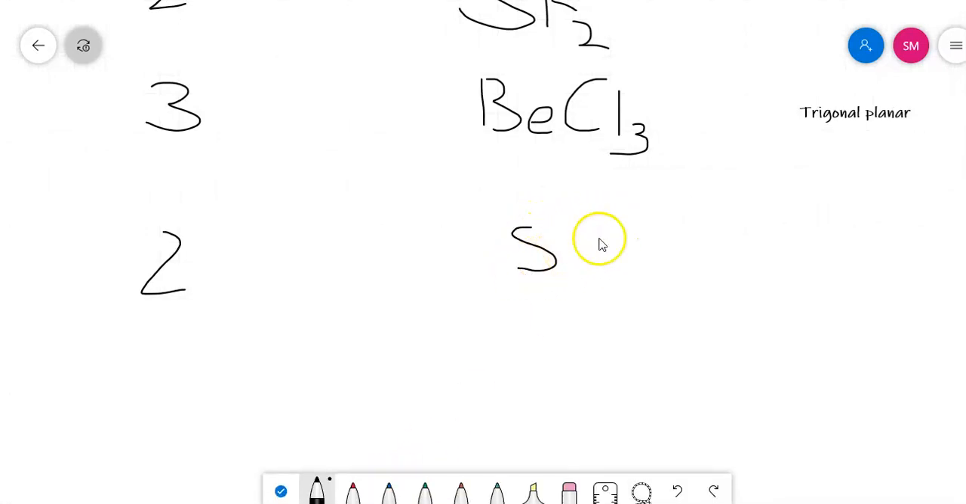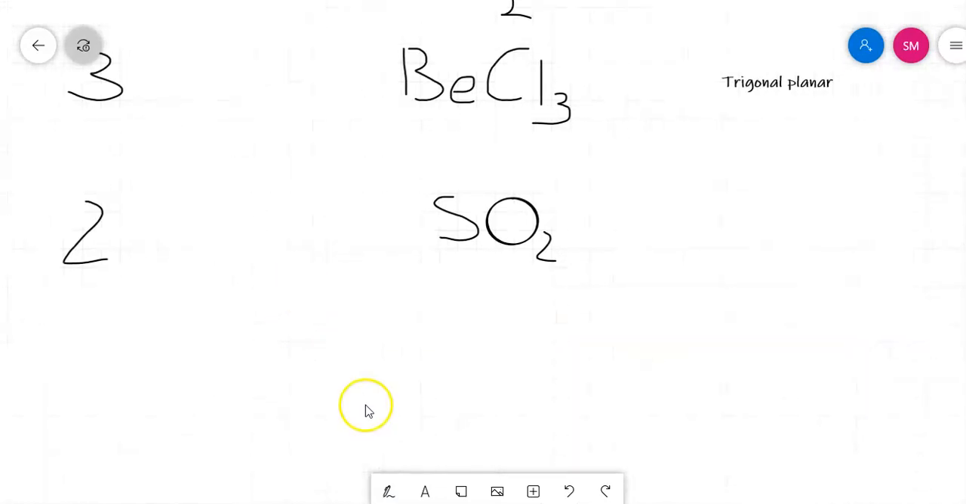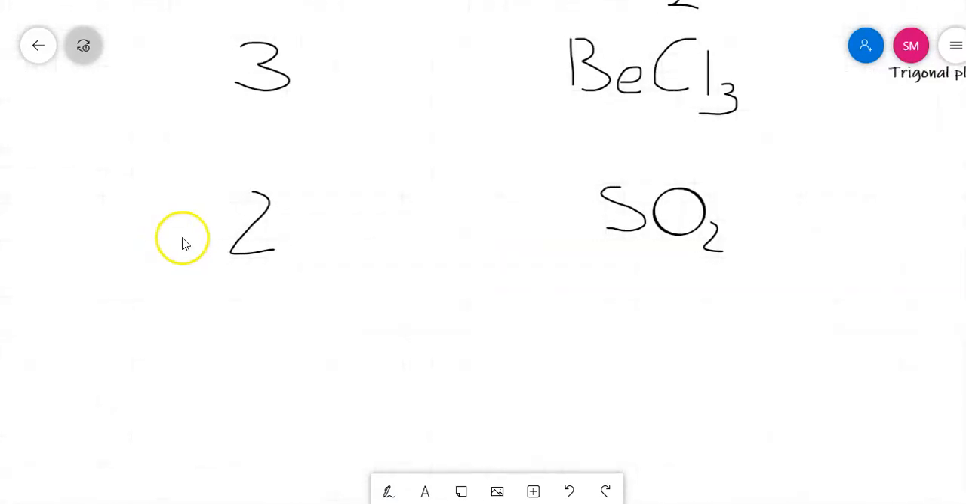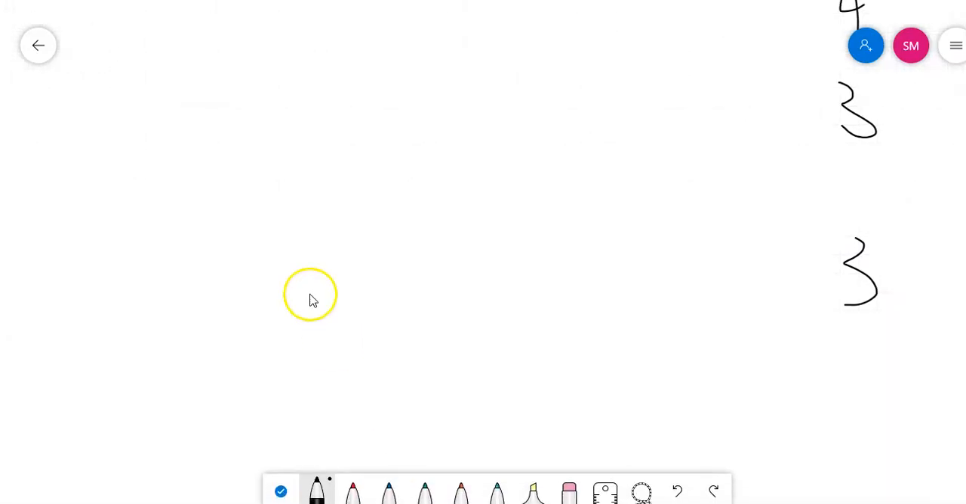So sulfur dioxide, SO2. This one is actually quite a tricky one, so we'll show the Lewis diagram for this. I'll do this to the left. Sulfur, as we've seen just before, has 6 valence electrons, 1, 2, 3, 4, 5, 6. Oxygen also has 1, 2, 3, 4, 5, 6.